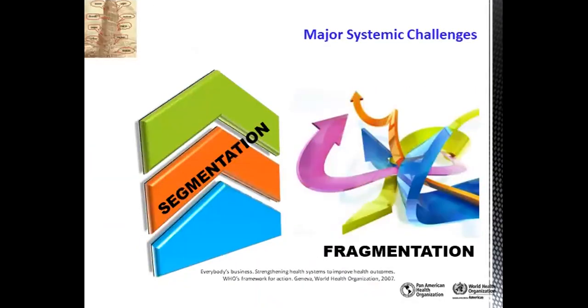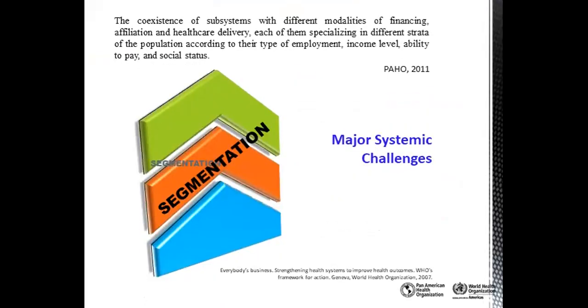The healthcare system also has some major systemic challenges in coming decades. The first and foremost major challenge in developing countries is the fragmentation of health services. This includes the coexistence of subsystems with different modalities of financing, affiliation, and healthcare delivery, each of them specializing in different strata of the population according to their type of employment, income level, ability to pay, and social status.